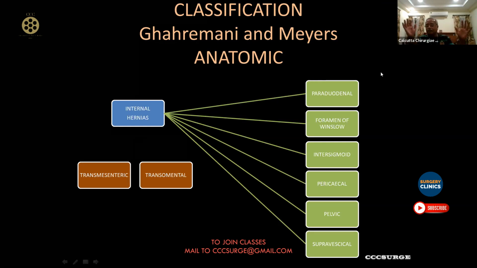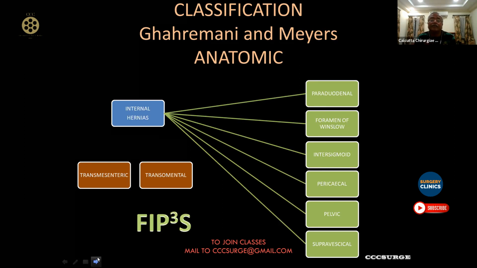Now, you chaps have plenty to remember during an examination. So, I've got a little mnemonic which you can use. So, the mnemonic that I'm fond of using is this: FIP3S. So, think about it. F is for foramen of Winslow, I is intersigmoid. You have three P's. Three P's is paraduodenal, you have a pericecal, and you have a pelvic, right? And S is not sigmoid, S is supravesical.